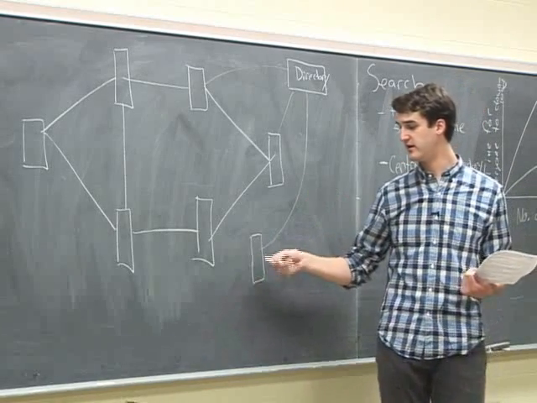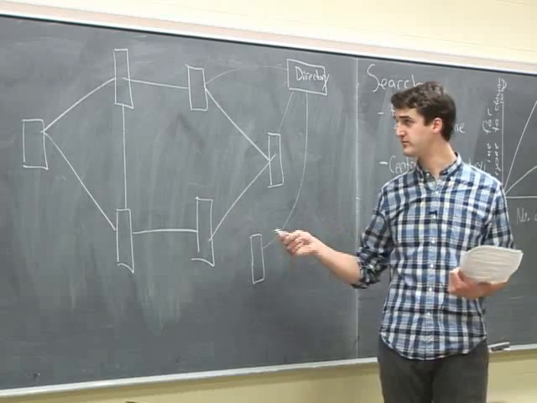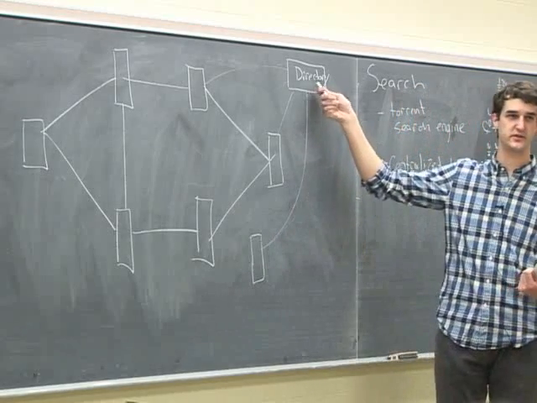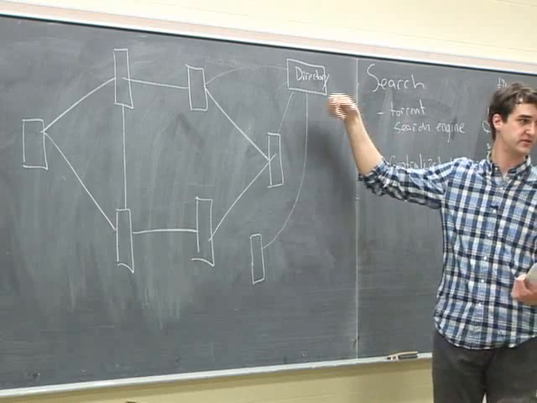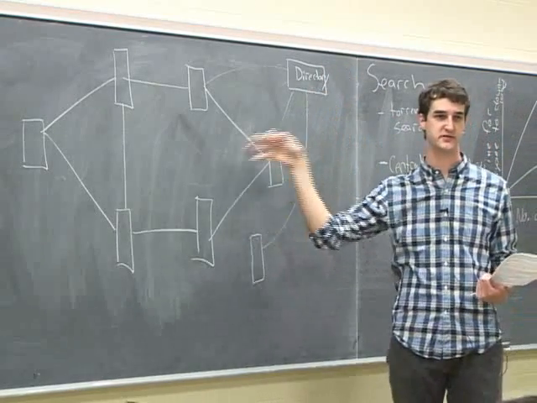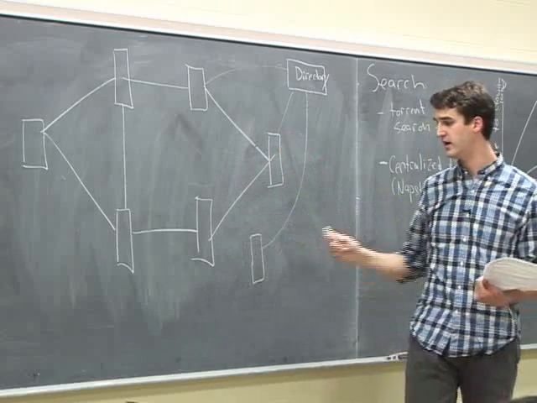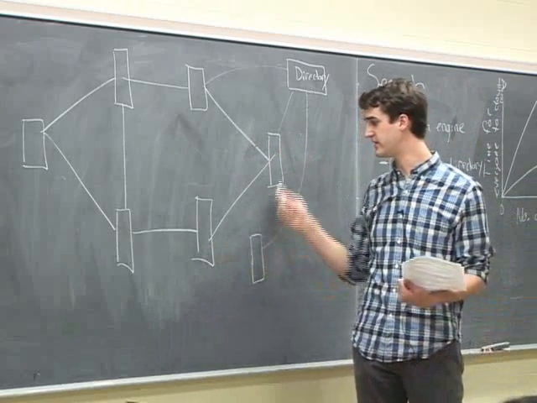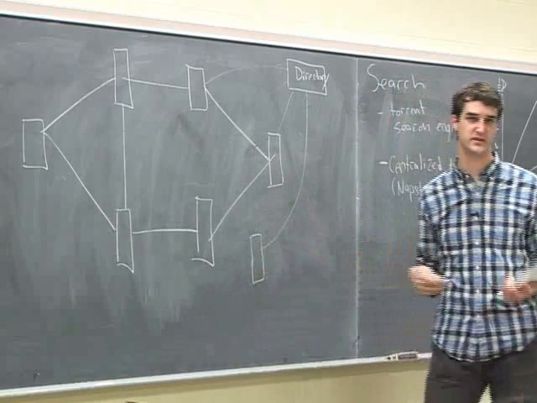And then if you're searching for something or you want to download something, all your searches go to the directory server. The directory server looks through all its content and then replies with the IP addresses of the peers that have those files. And then this server can then connect to the peers that have the files it wants to download and get them.